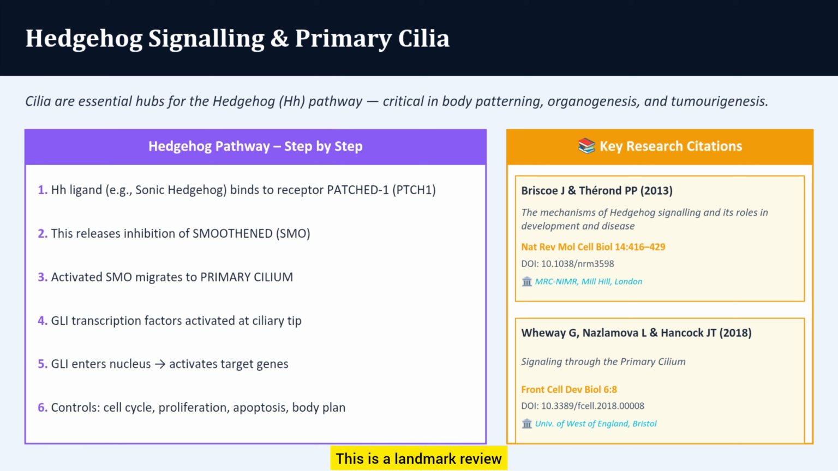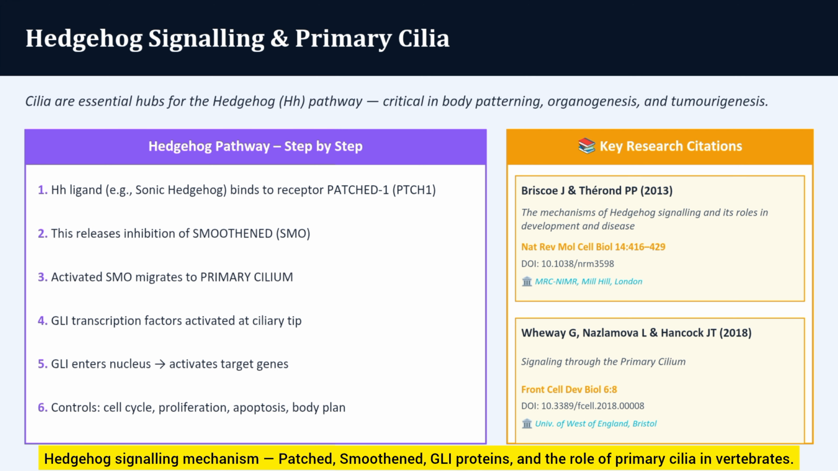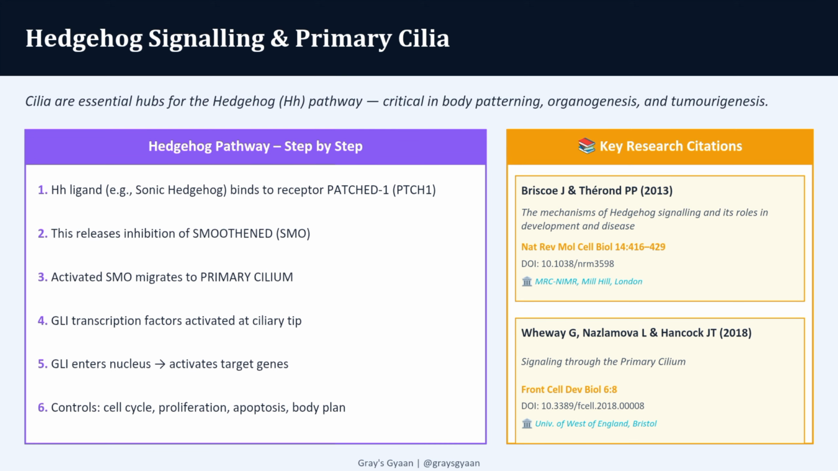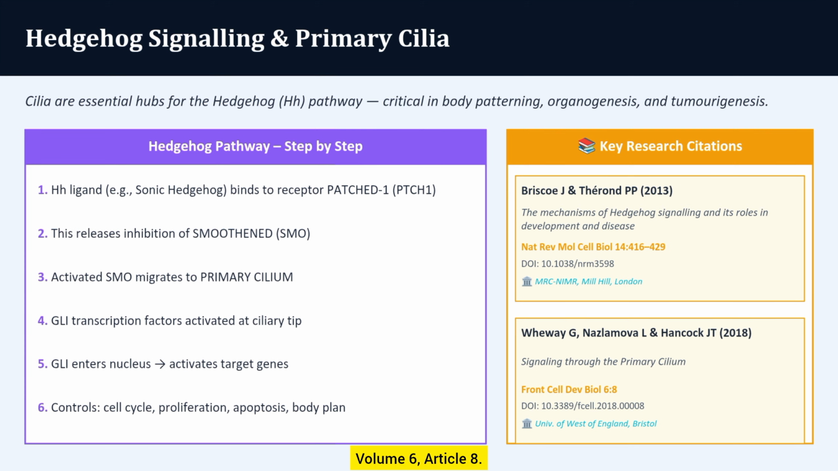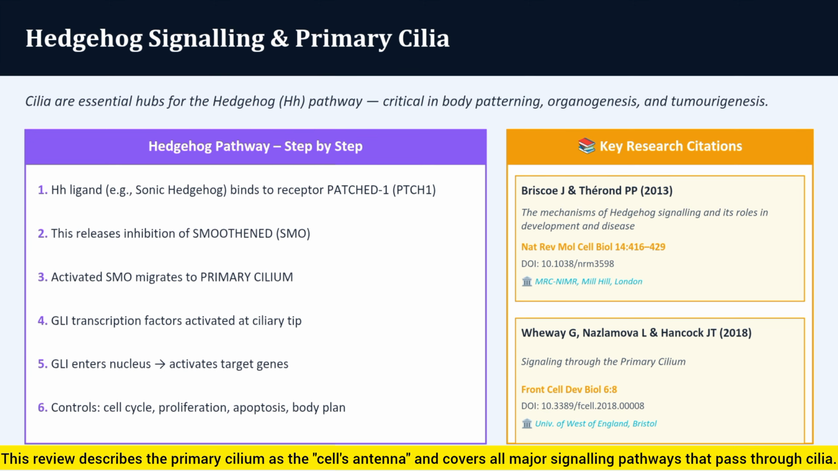This is a landmark review that explains the full hedgehog signaling mechanism, patched, smoothened, GLI proteins, and the role of primary cilia in vertebrates. Wei G., Nashimova L. and Hancock J.D., 2018, Frontiers in Cell and Developmental Biology, Volume 6, Article 8. This paper was from the University of West of England, Bristol. This review describes the primary cilium as the cell's antenna, and covers all major signaling pathways that pass through cilia.